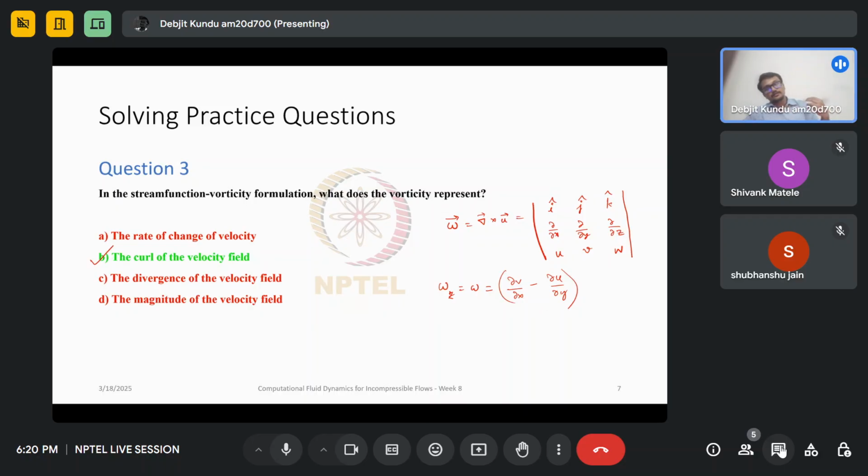So it's the curl of the velocity field. In whichever region I have a high rotation of the velocity field, or high curvature of the velocity field, there I will get high values of omega.